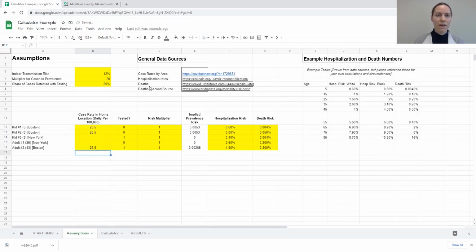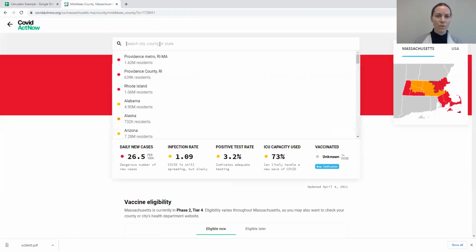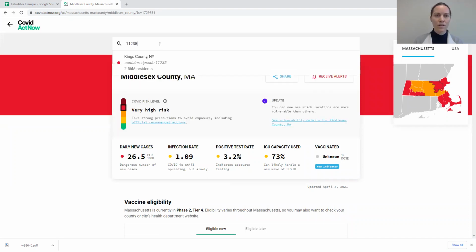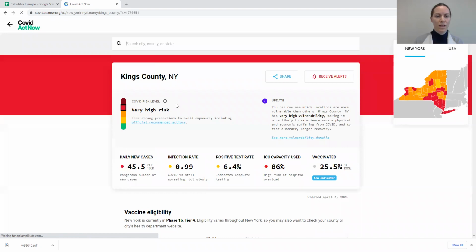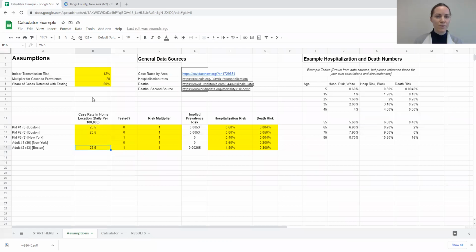Then I'm going to do the same thing for New York, that's Kings County. I'm going to assume my brother lives in Brooklyn. And that's 45.5. So I'm going to stick that in for him and his kid. All right, so that's the first step.